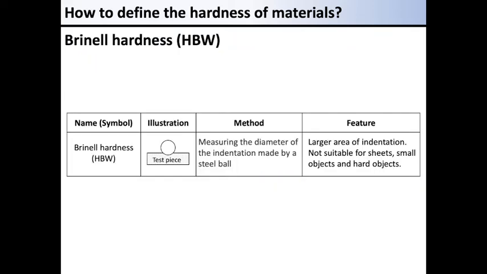Brinell hardness is measured by pressing a steel ball on the material to measure the diameter of the indentation. Due to the larger area of the indentation, this measurement is not suitable for sheets, small objects, and hard objects. The symbol for Brinell hardness is HB.